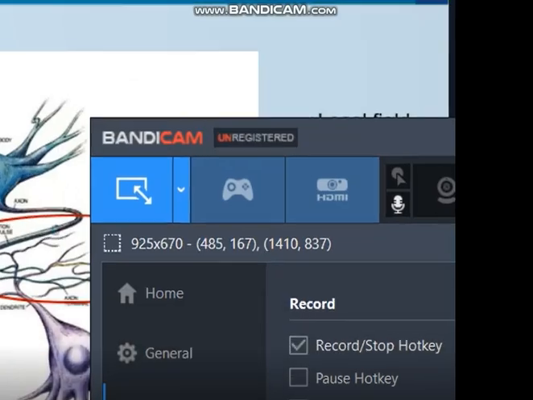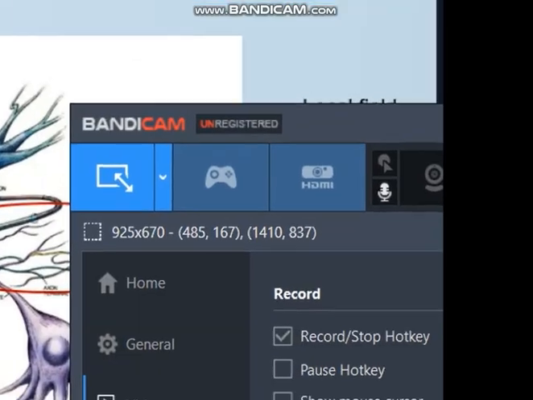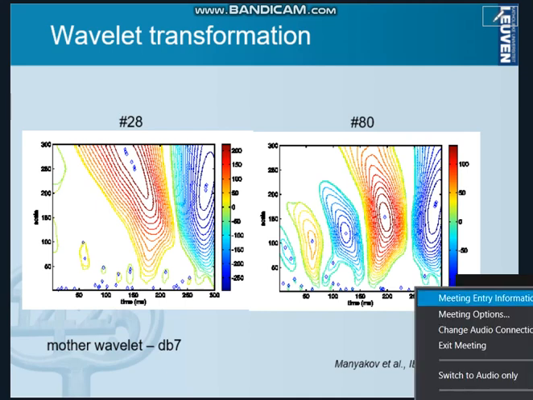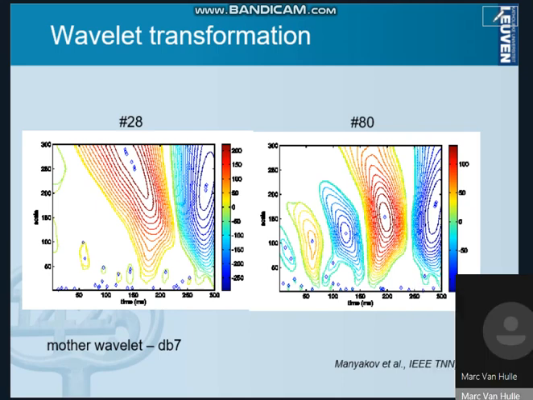I'm now on slide 46, wavelet transformation. So you see 2 electrodes here, electrode 28 and electrode 80. And you see this is the averaged case for a lot of trials of a particular day. And with a model wavelet DB7, you see the wavelet scalogram. The vertical axis shows you the scale, so these are actually frequencies, from low to high frequency.